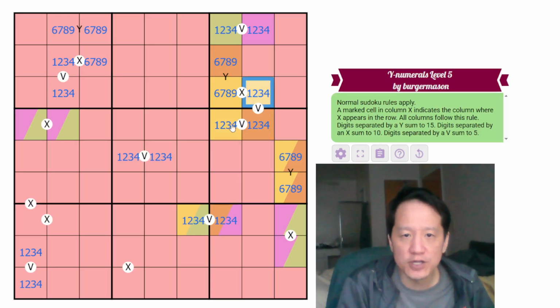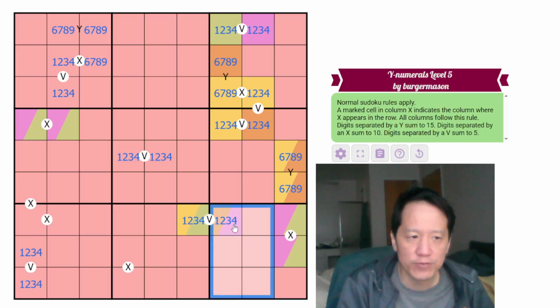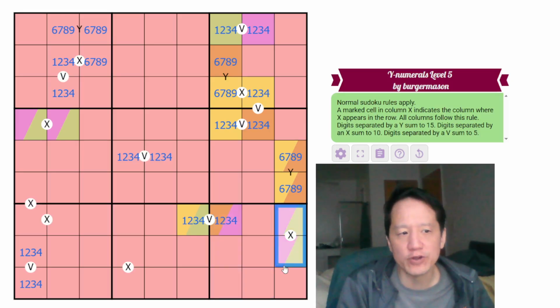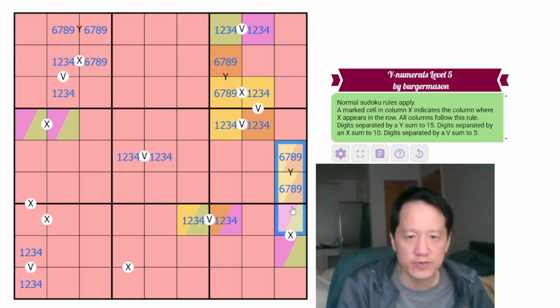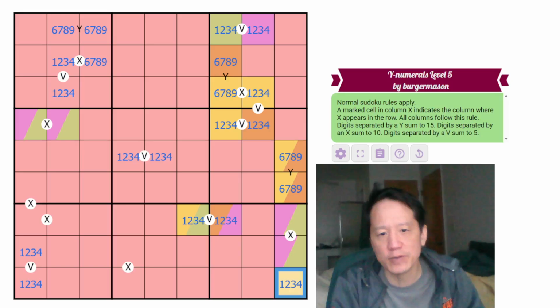We know, okay, so the yellow, where can the yellow be in this lower right-hand box? This yellow 1 through 4 has to be here and here. Therefore, these are eliminated from being 1 through 4 yellow in this box. This cannot be 1 through 4 yellow in this box because it requires a 6 through 9 yellow, and that's already taken by one of these two cells. Therefore, this must be the 1 through 4 yellow here.